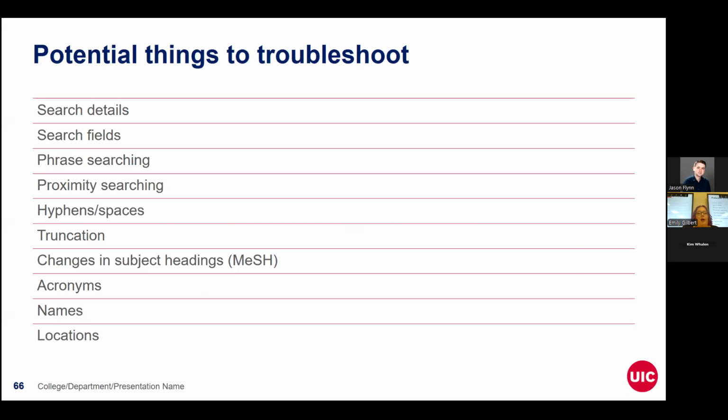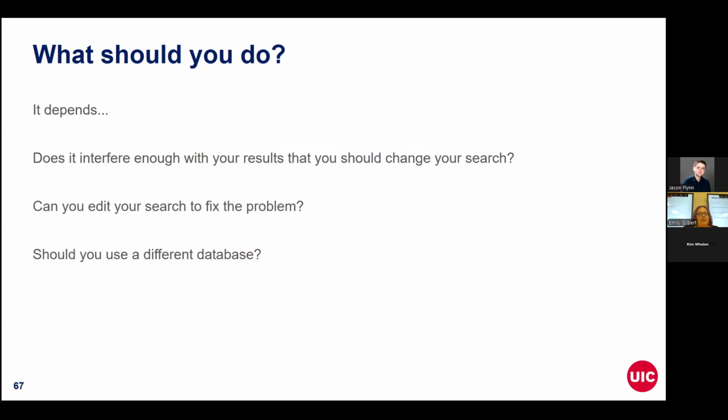All right, so those are all of the things that we talked about troubleshooting. So in the end, what should you do? Well, it really depends. You might ask yourself, is it important enough? Does it interfere with my results enough that it's worth changing my search? Can you edit your search to fix the problem? Or should you just be flat out using a different database? That's also a consideration. PubMed is not the end all be all of everything. So make sure you ask one of us if you need help.